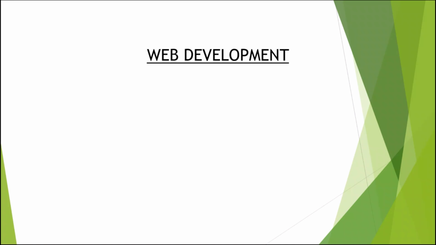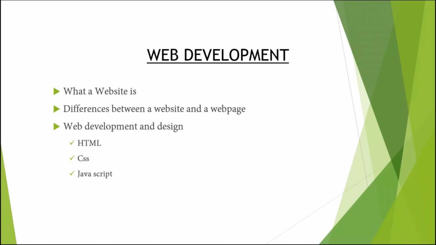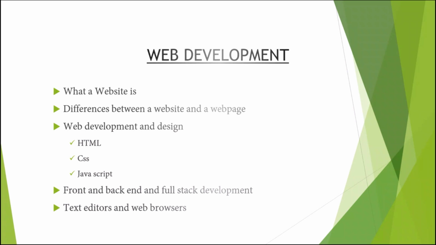So under web development, there's some other things we need to talk about. The first thing is what a website is. We're going to talk about the differences between a website and a web page. We're going to talk about web development and design, which is the main part, and under that, we have HTML, CSS, JavaScript, and then we're also going to be talking about front-end, back-end, and full stack development, and text editors and web browsers. And that's pretty much the guide which we have today.